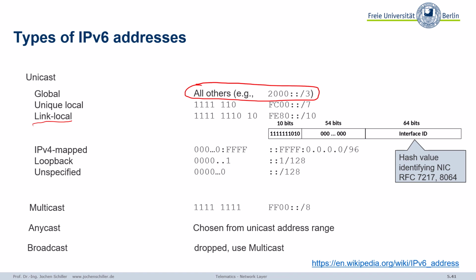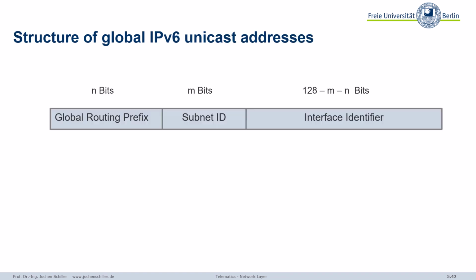So how does IPv6 look? Well, we also have this network part. It's now called the global routing prefix. And we have a subnet identifier. So this is basically our network part. That's pretty similar to IPv4. And we have our host part, our interface identifier.